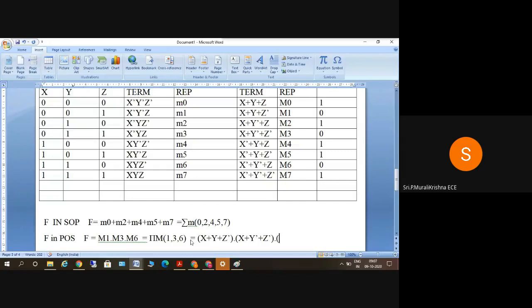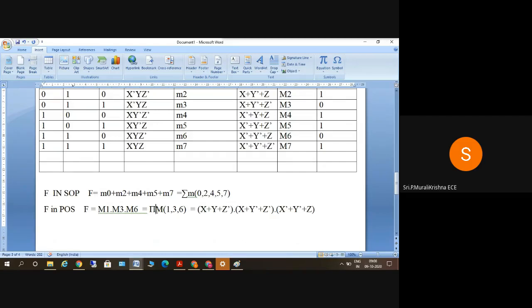Okay, and the next one is 6 here. So 6 is nothing but 1 1 0 here. So it is x bar plus y bar plus z. Okay, you can see here, earlier it was sum of the products, and here it is the product of sums. These are the sums and we are performing the product of these sums. So it is written as pi of maxterms, 1 3 6.